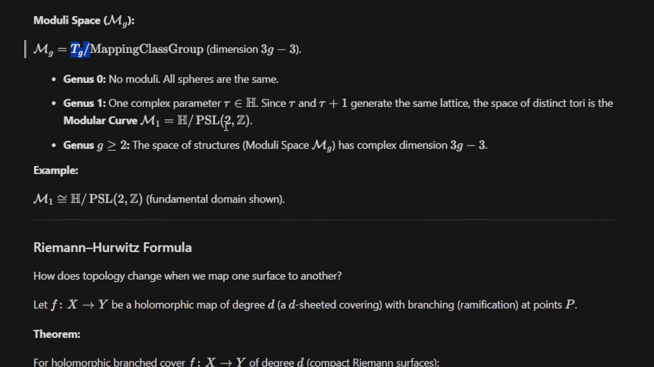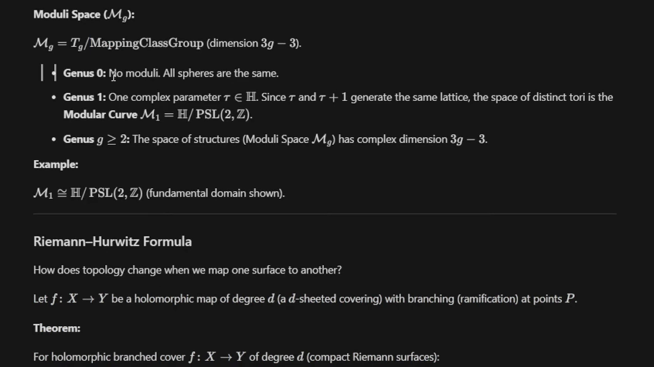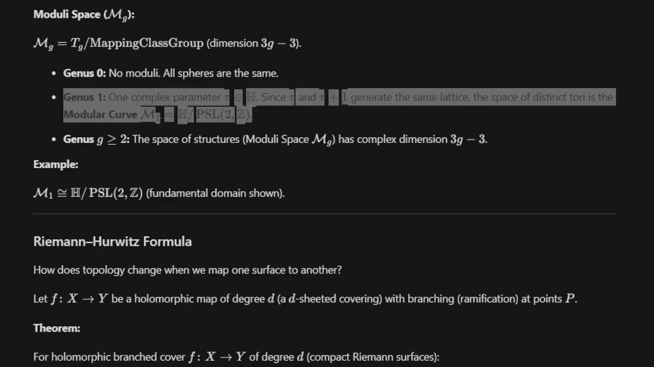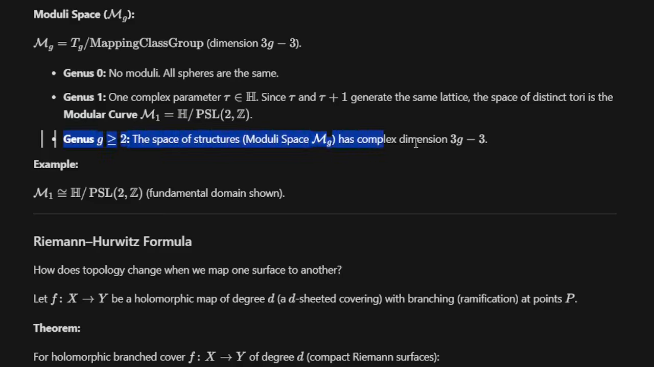What that allows us to say is that genus 0 has no moduli. Genus 1 gives us a modular curve. The space of tori is one-dimensional, and it's parameterized by tau. And genus greater than or equal to 2 gives us a space of structures. The moduli space then has complex dimension 3g minus 3.